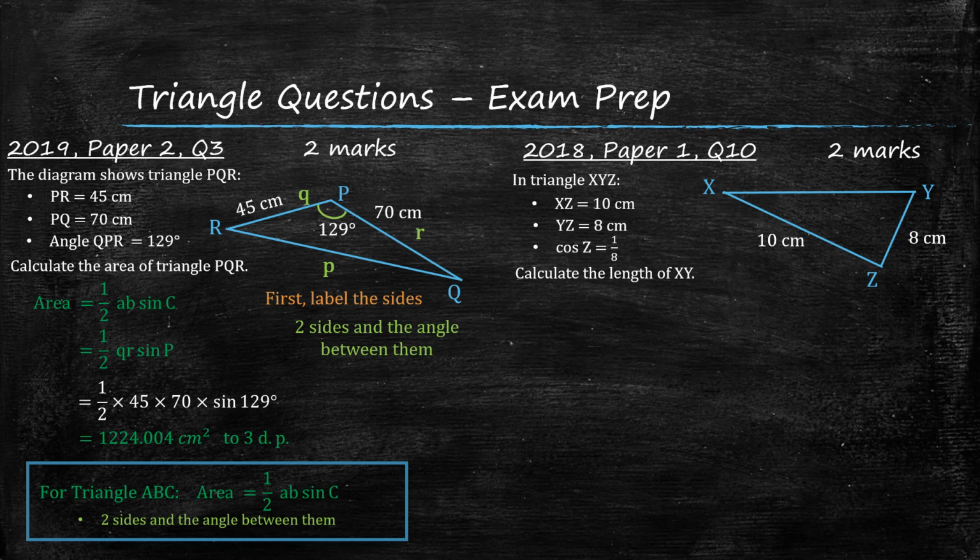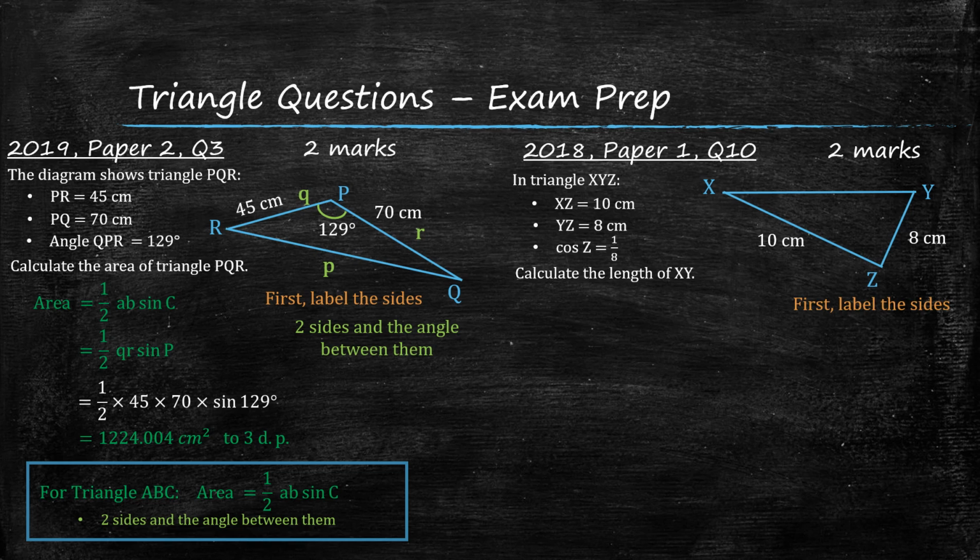Okay, in 2018 paper 1 question 10 for 2 marks, in triangle XYZ, XZ is 10 centimeters, YZ is 8 centimeters, and the cos of Z is equal to 1/8. Calculate the length of XY. Now trig questions such as these normally appear in paper 2, the calculator paper, as we need to use our calculator. But this question appears in paper 1, hence why we've been given cos of Z is equal to 1/8. So we don't have to use a calculator. They've told us what the cos of angle Z is equal to.